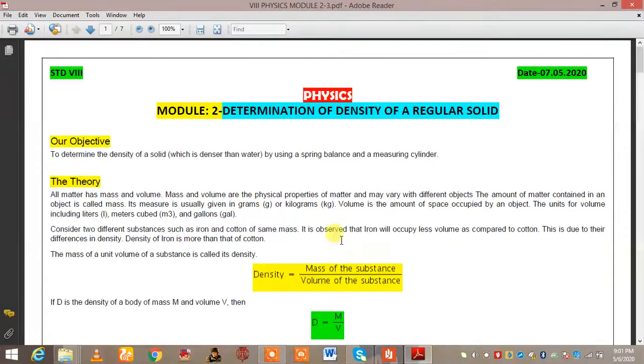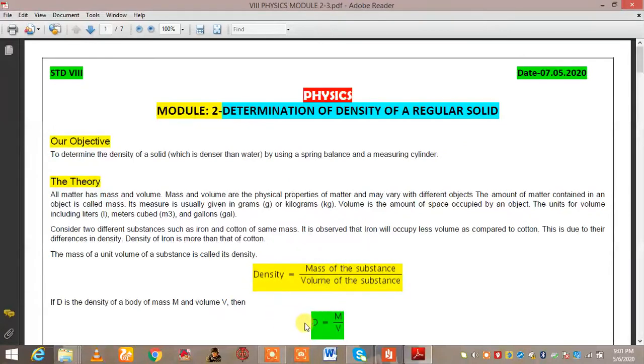Morning, children. Welcome back. So, here we are with our fresh new module, that is determination of density of a regular solid. Before we start this, children, first I would like to recall the things which we have done in the last class, which was what is density? Density is mass per unit volume. So, how do we calculate it?